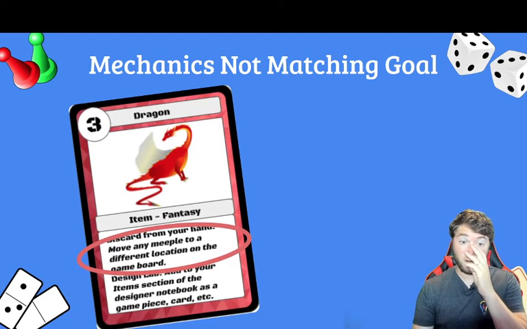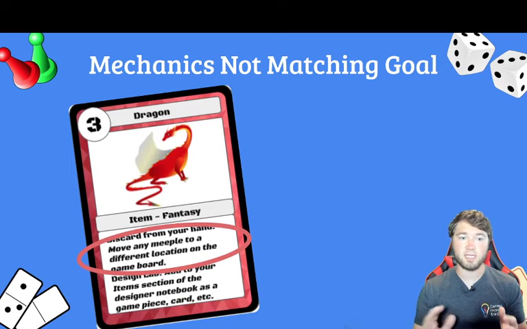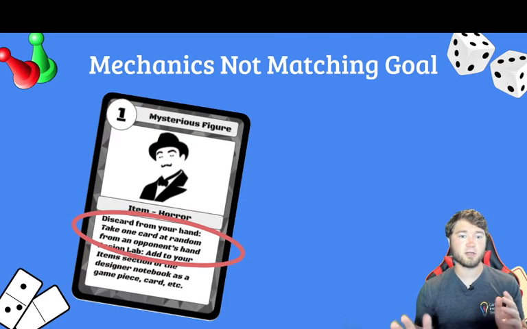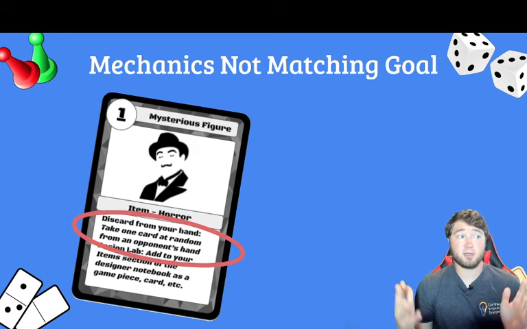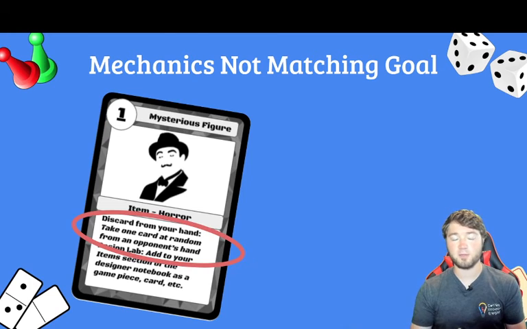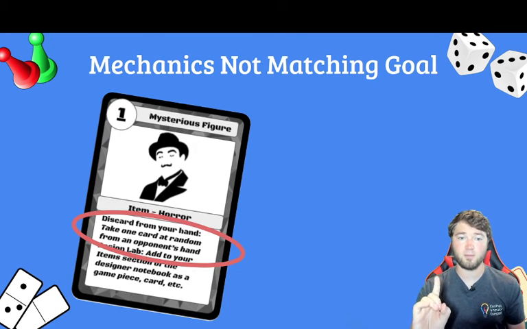The same is true for our dragon card. It allowed you to move other teams' meeples, or our mysterious figure, which allowed you to steal a card from another player. These were mechanics that could technically work, but they were bad for the gamers because they ruined games. And we wanted you to make the best game you could without hurting other people's games in the process. So we removed those mechanics because we realized they didn't have a purpose. So it's very key that you have mechanics that are purposeful and help people advance towards the goal.